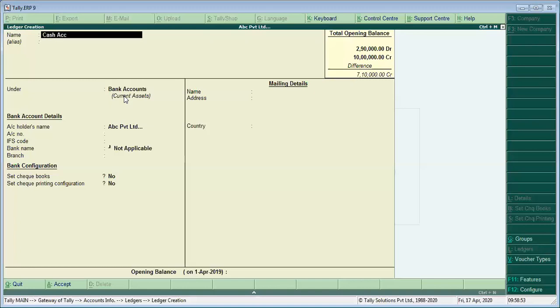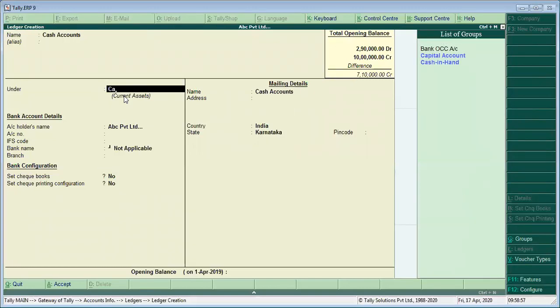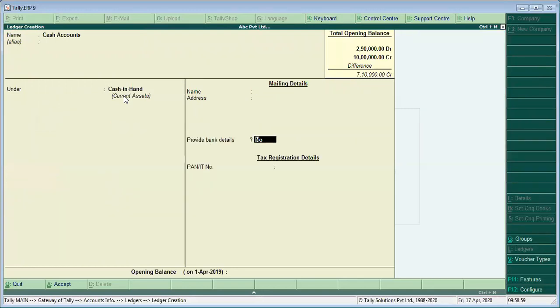One more account is cash account. So cash account falls under cash in hand. Just give the information. So just give it as 25,000. So this information you can itself give. Okay, it may be a debit or credit. You can also give here credit. Yes, okay. So you have created the cash and the banking ledgers.